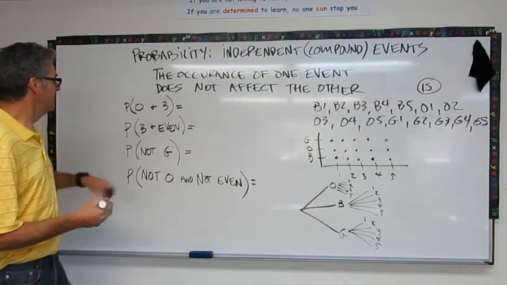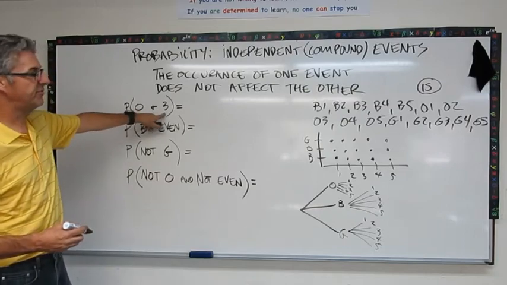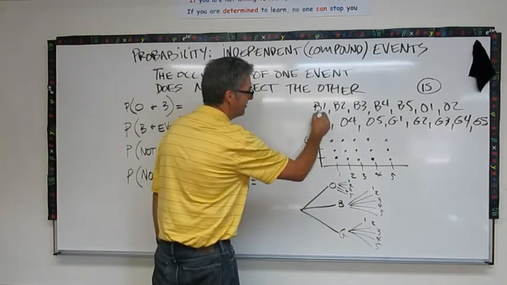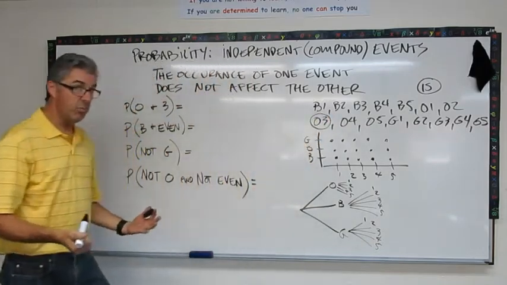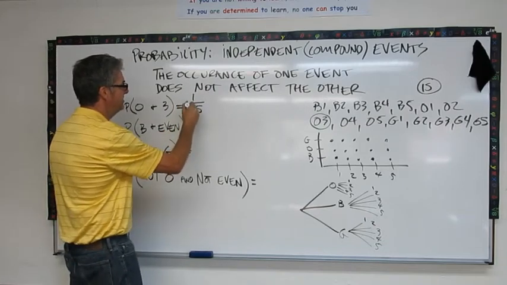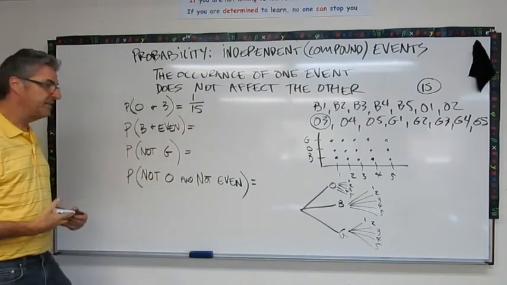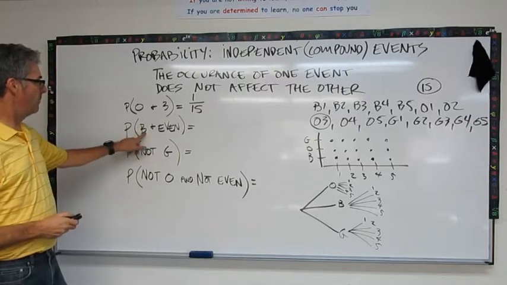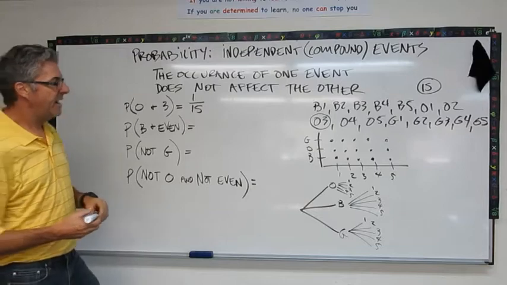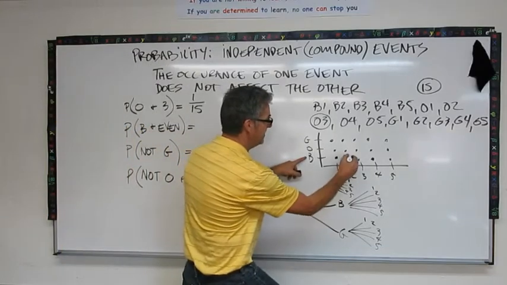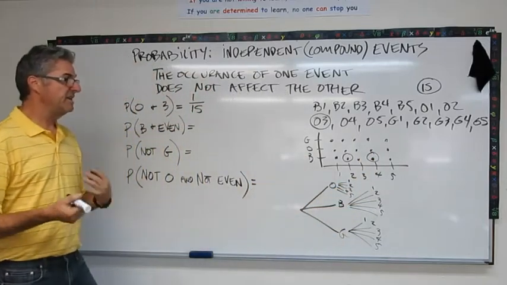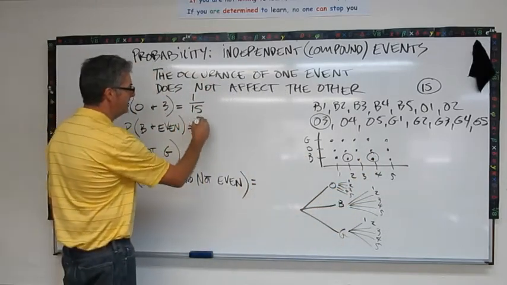Okay, let's attack these. Probability of orange and 3. There's only one of those. That's this one here, orange 3. I'll circle that. There's only 1 out of 15 that does that. So this is just 1 over 15. Pretty straightforward. Now let's get a little bit more complicated. Brown and even. I'm going to use my grid to take a look at that. That would be brown and even. That's this one and that one. Those are the 2 brown and even. So this is 2 over 15.